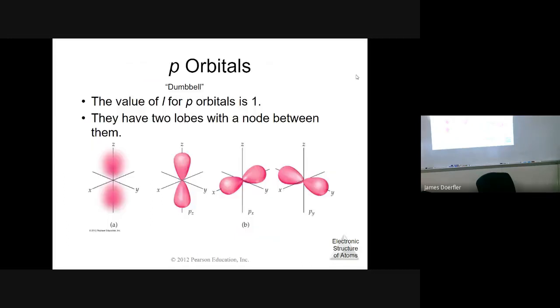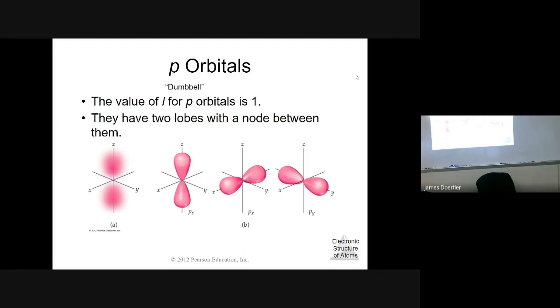Next, we have the p orbital. We call this the dumbbell orbital. As you can see, it looks like a dumbbell. Each one of them has 2 lobes.